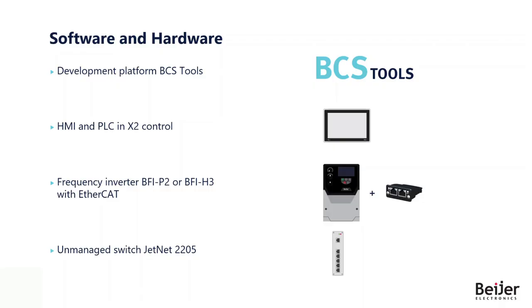For configuration and programming, development platform BCS Tools. For visualization and control, X2 control. Frequency inverter BFI-P2 or BFI-H3 with EtherCAT option. Unmanaged switch JetNet 2205 for connectivity between BCS Tools and X2 control.